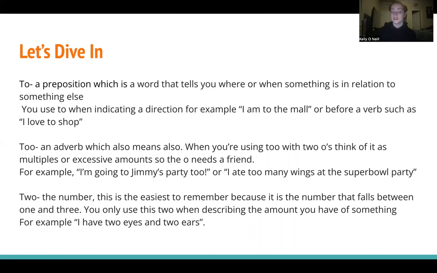Two, T-W-O, is the number, and this is the easiest one of this homophone to remember because it is simply the number that falls between 1 and 3. You only use this when you're describing the amount you have of something. For example, I have 2 eyes and 2 ears.